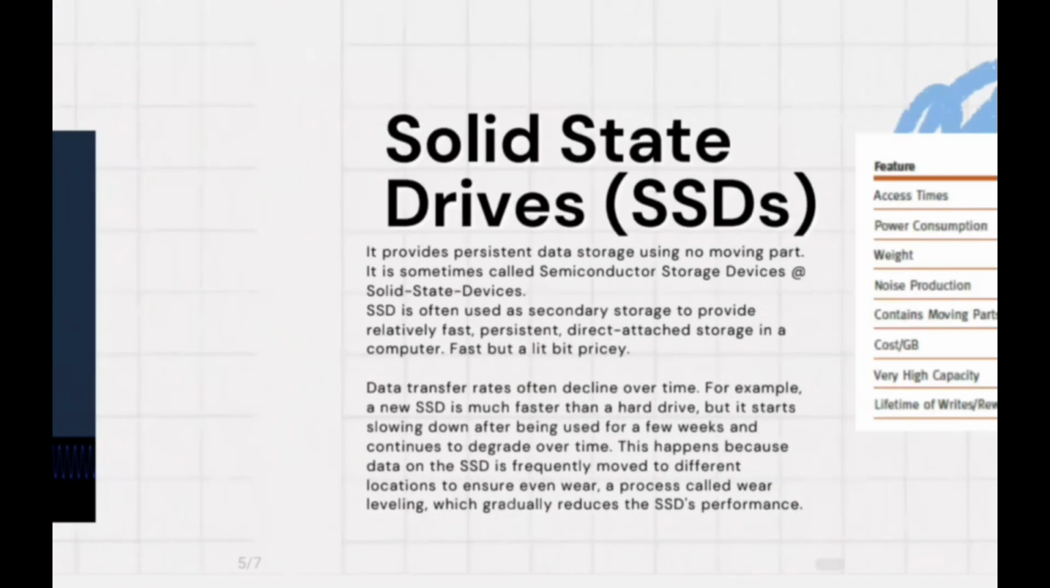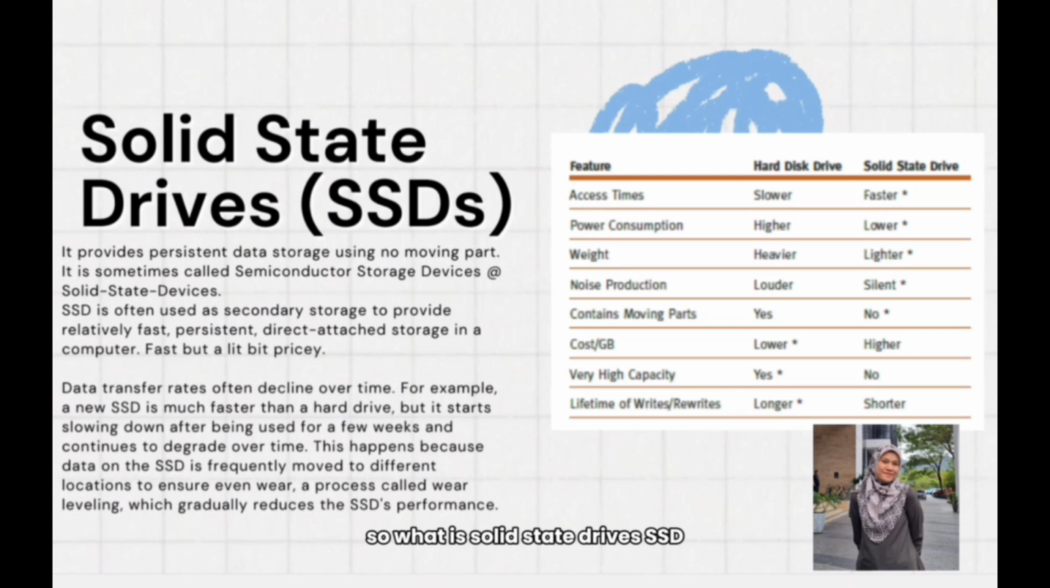Okay, so what are solid state drives? SSD. It provides persistent data storage using no moving parts. It is sometimes called a semiconductor storage device or solid state device. SSD is often used as secondary storage to provide relatively fast, persistent direct attached storage in a computer. It is fast, but a little bit pricey.